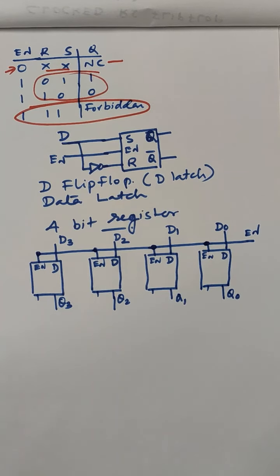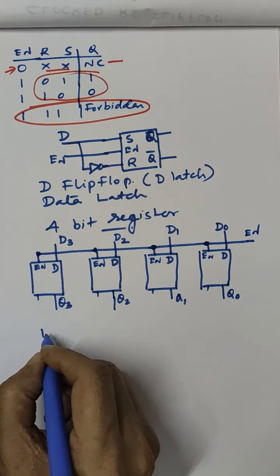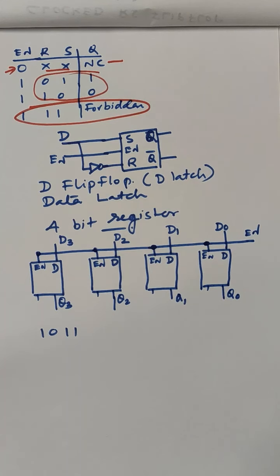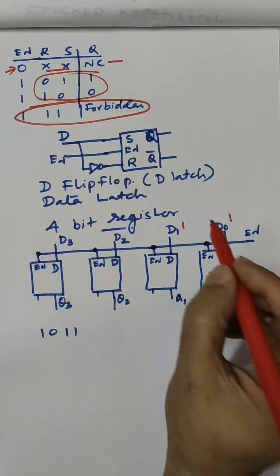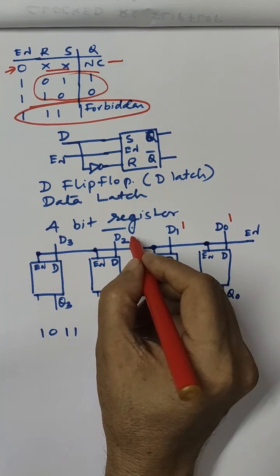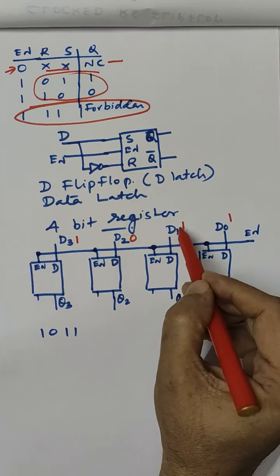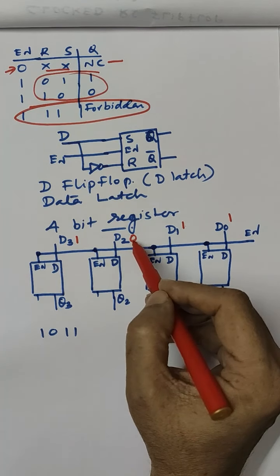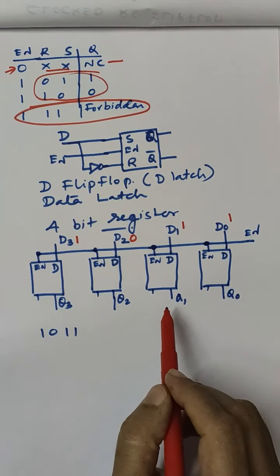So how can we store particular data in this? What is the process? Suppose you have to store a number, say 1011. If you have to store 1011 here, you apply 1 here, apply 1 here, apply 0 here, apply 1 here. So D0 is equal to 1, D1 is equal to 1, D2 is equal to 0, and D3 is equal to 1. 1, 0, 1, 1.